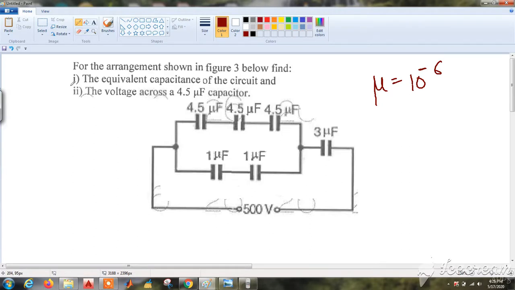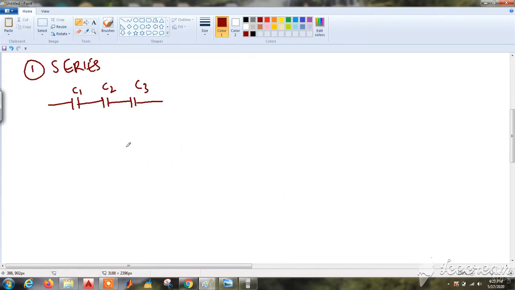Now, first, to find the equivalent capacitance of the circuit, we need to know the equivalent capacitance of series connected capacitors and of parallel connected capacitors. Suppose the capacitances C1, C2, C3 are connected in series, and you need to find the value of the equivalent capacitance. Equivalent capacitance means measuring from this point to this point. Suppose you need to know the value of C equivalent.